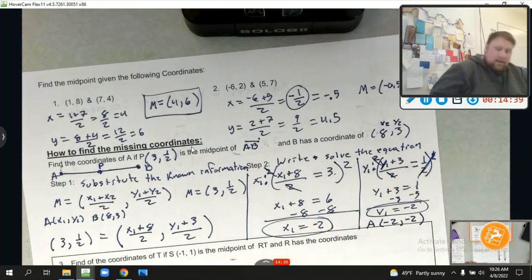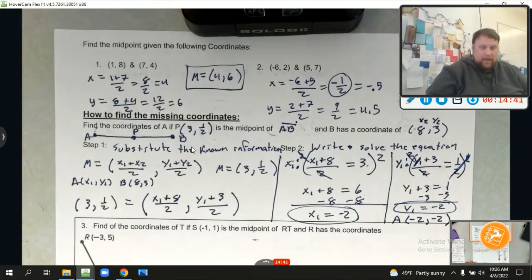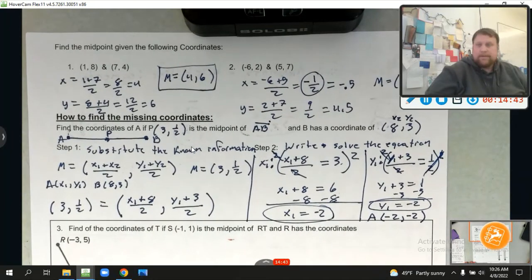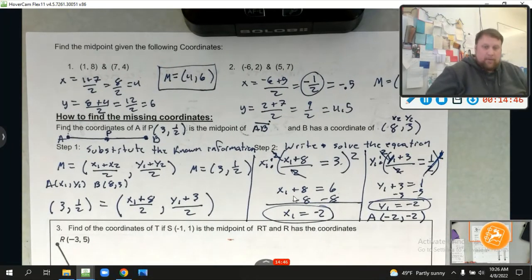Looky, looky. I got a hooky. It's from the movie Hook. It's a good movie. Anyway, back in the day, Robin Williams, good stuff.